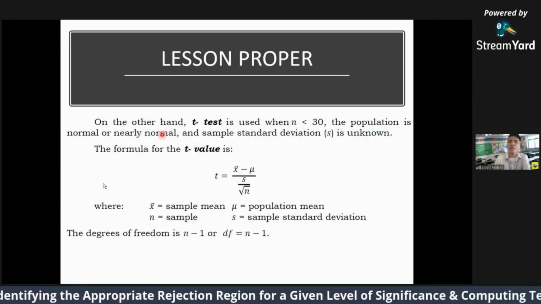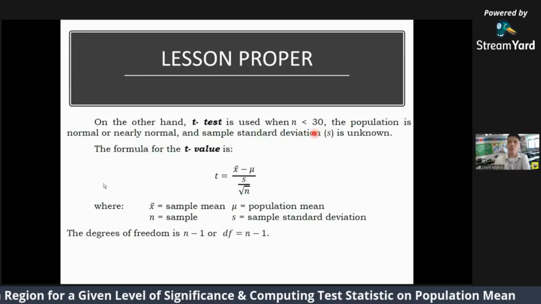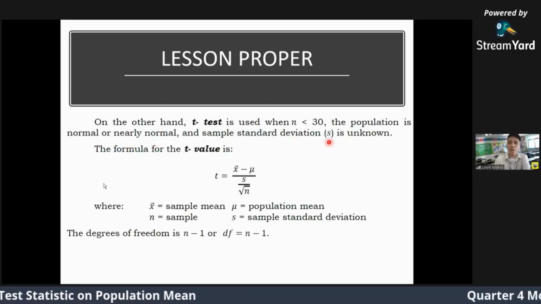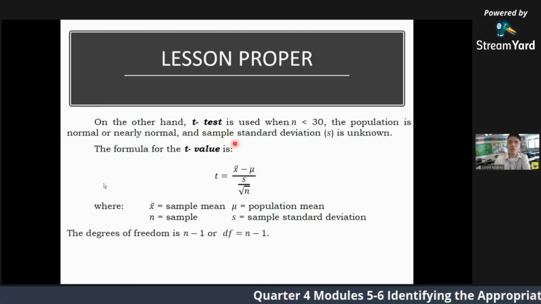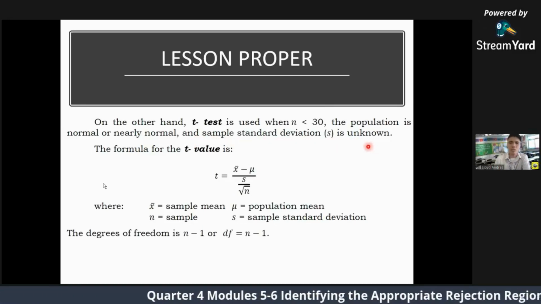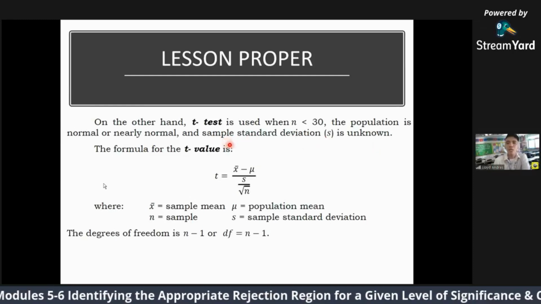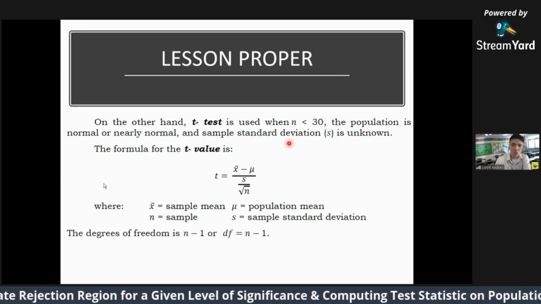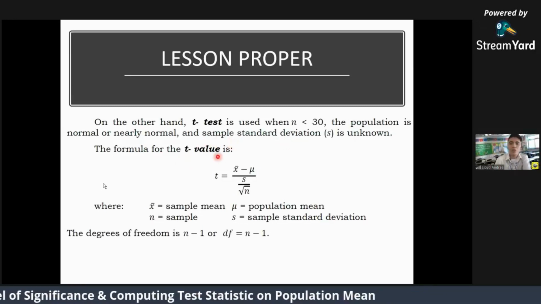On the other hand, the T-test is used when n is less than 30 and the population is normal or nearly normal and the standard deviation is unknown. So meaning, the population standard deviation is unknown, but the sample standard deviation is known. So, mag-t-test ta. So, for the t value, we use this formula.